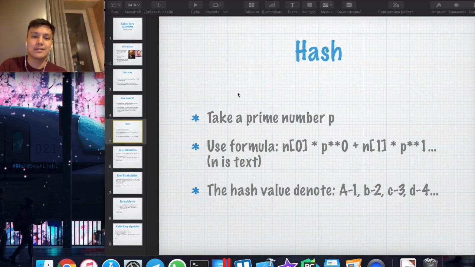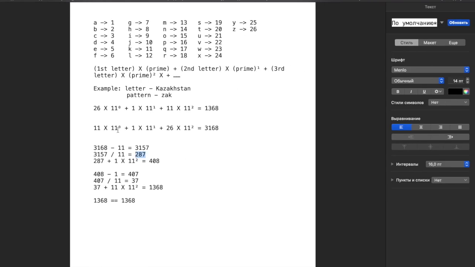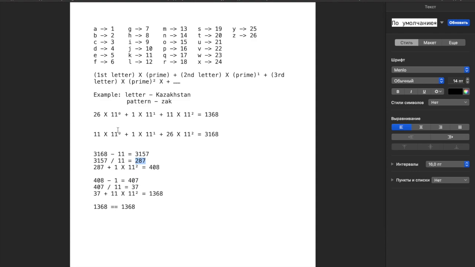Let's take an example. Let's say we have the text Kazakhstan, and we want to find out if the pattern exists in the text. Let's take the prime number. The prime number is 11, and this is our formula, and this one is the value of our letters.